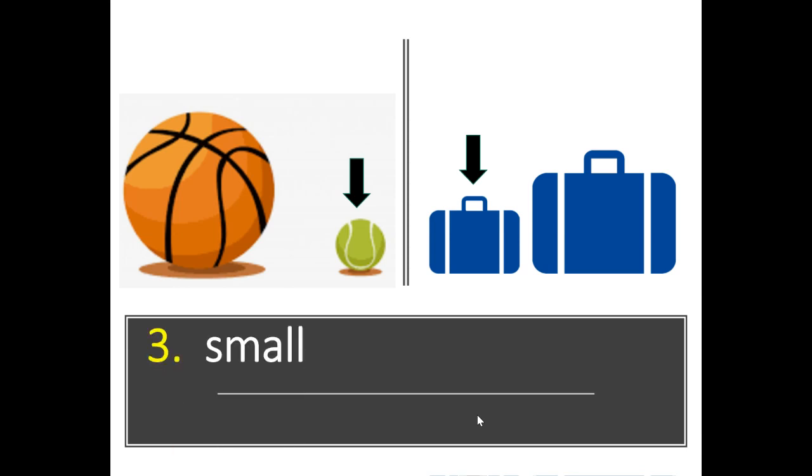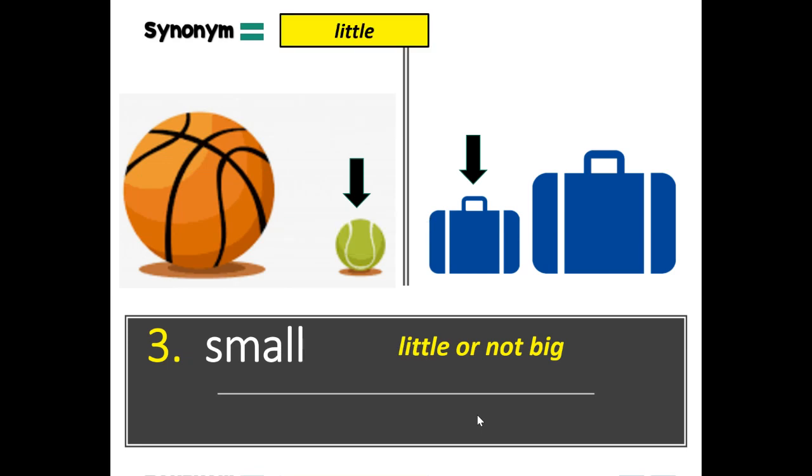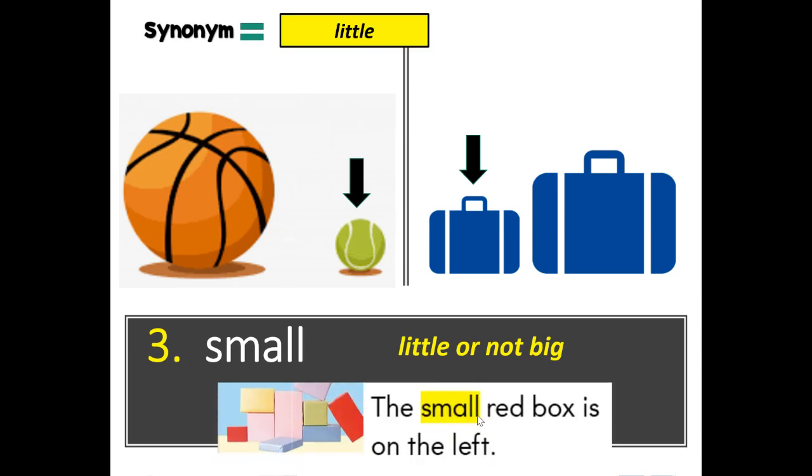So make sure you write small for number 3, S-M-A-L-L, small. There's a small ball and there is a small suitcase. Little or not big. A synonym could be little. The small red box is on the left. Or I could say the little red box is on the left. Small is the same as little.